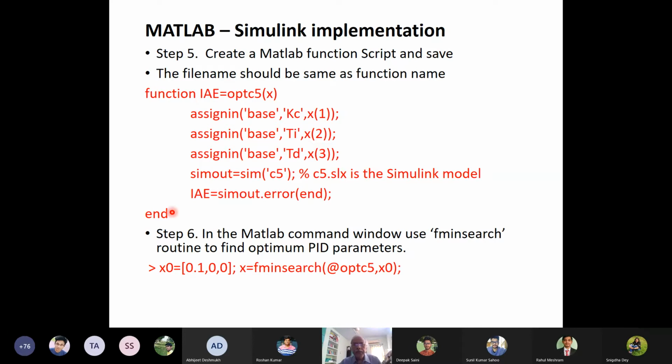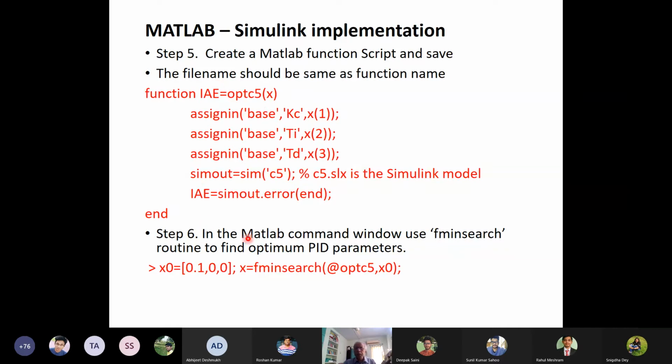Once I write this function, I save the file. The file name should be the function name. So here I'll save this as opt_c5.m. The file name should be opt_c5.m.